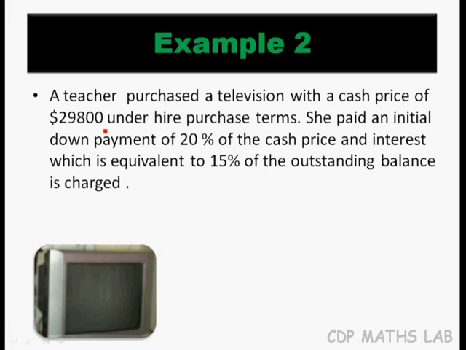$29,800. Can you imagine that? That is the cash price. And I bought it under what? Hire purchase terms. You know what that means? That means I may never have enough money to buy it, you know. I have to buy it under hire purchase terms. Don't laugh at me. No, she paid an initial down payment.